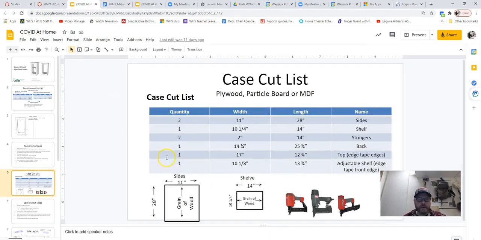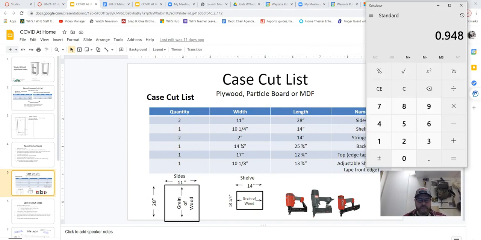I'm going to go to my case cut list, and we're going to do the sides. Now, keep in mind, as you're watching this video, your sizes may be different. So you can't just plug in my sizes because yours could be different. But I'm going to do the one on the very top here, the sides. I got two that are 11 by 28.